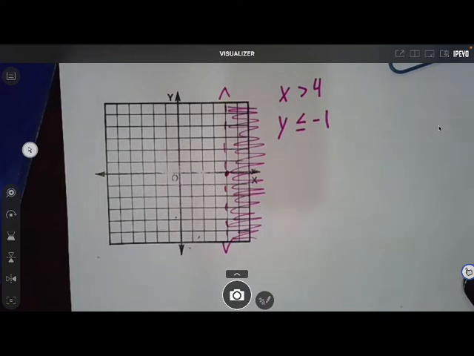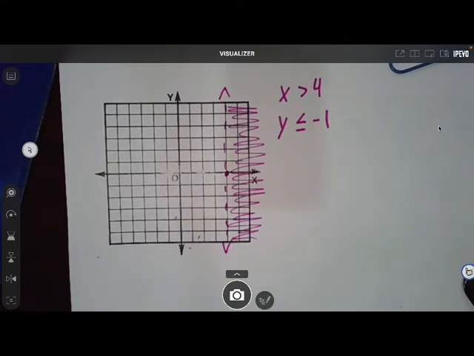Does this make sense on that one? Yours is a different number though, so be careful. On your paper it's different. So I have my dotted line, and on mine I shaded to the right. You'll have to decide what kind of line, at what number are you at, and do you shade to the right or the left. Now, the y, it's not going to be a vertical line.